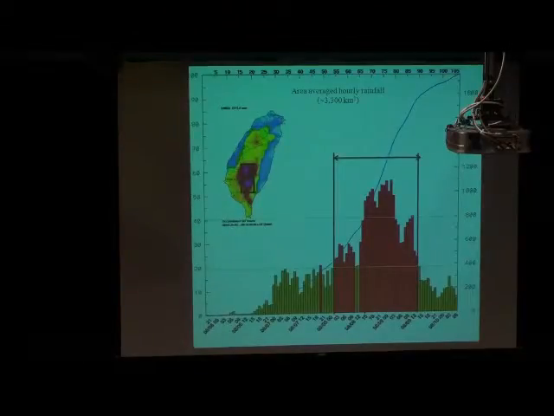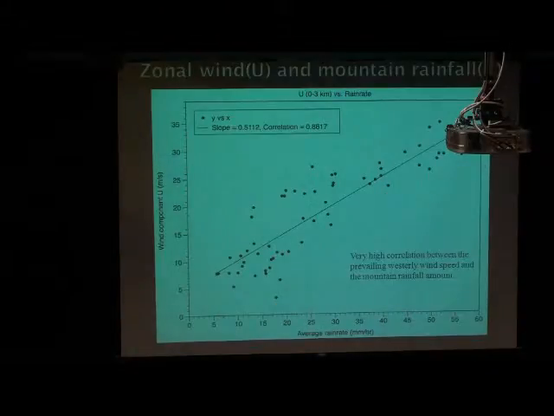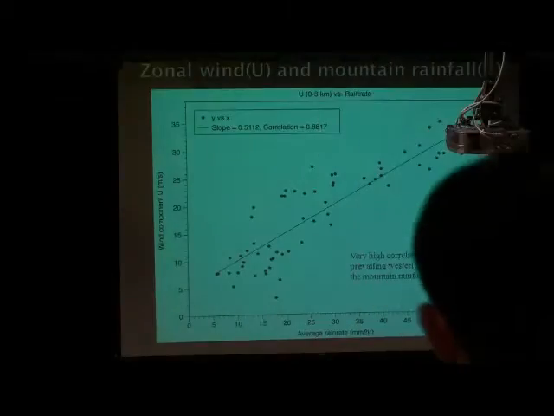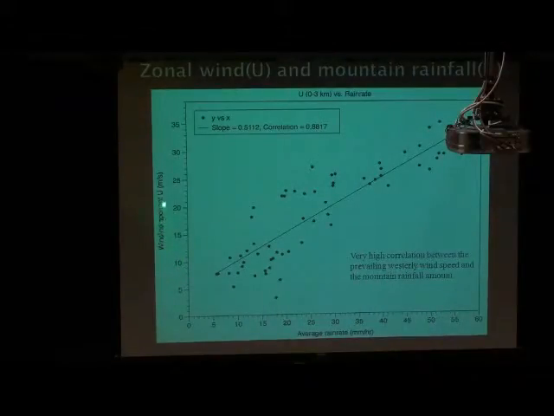For this large area, if we compare with the velocity we calculated, this is a wind component. We have the westerly wind component from 0 to 3 kilometers. And here is the average rain rate I just showed you over the mountain. We can plot this to show that whenever we have the highest westerly wind component, we have a higher rain rate.